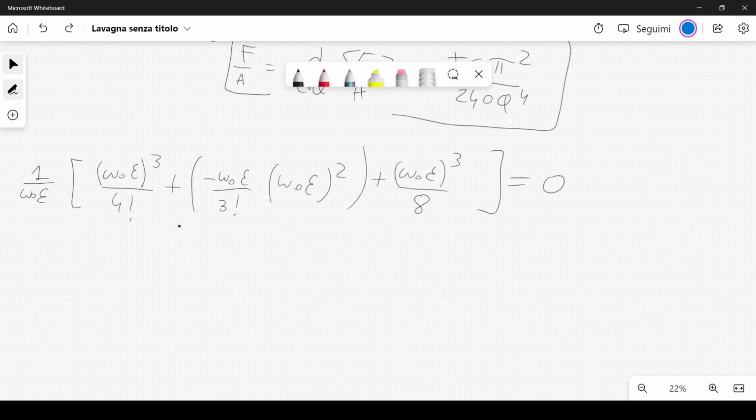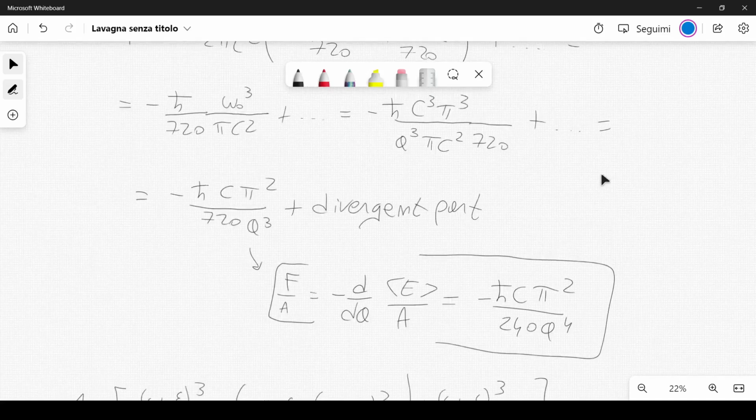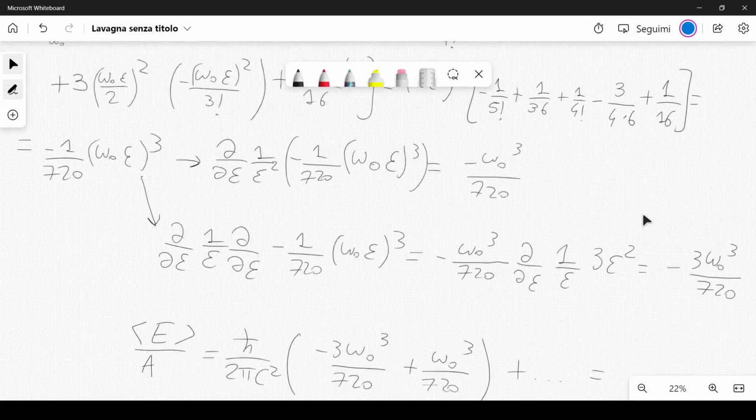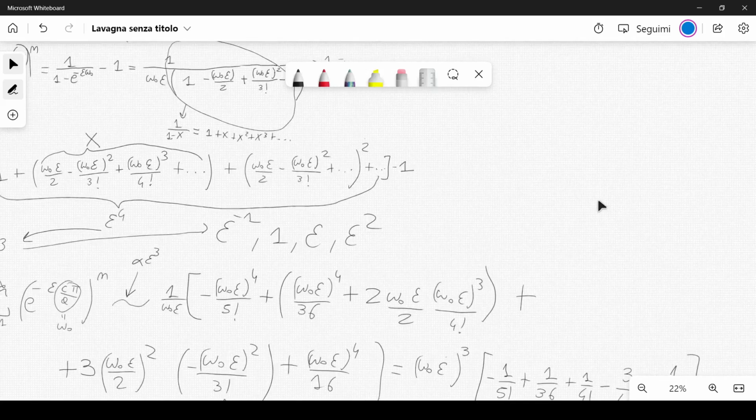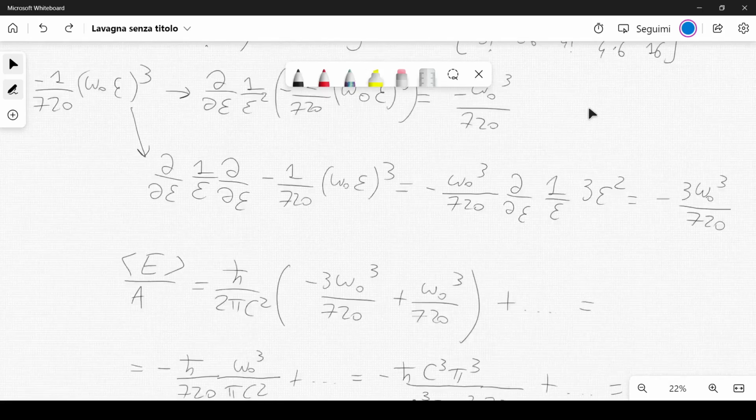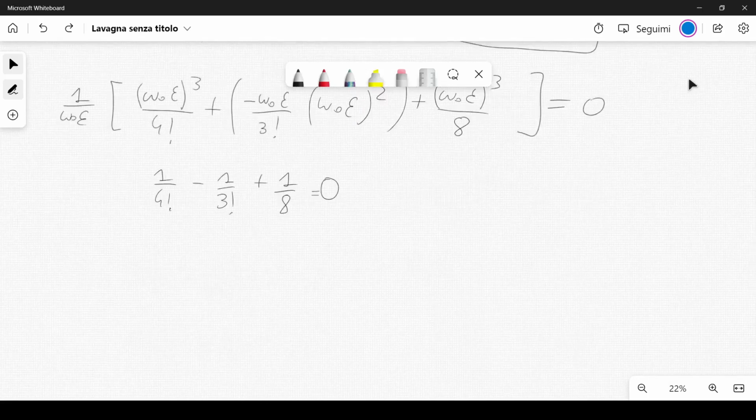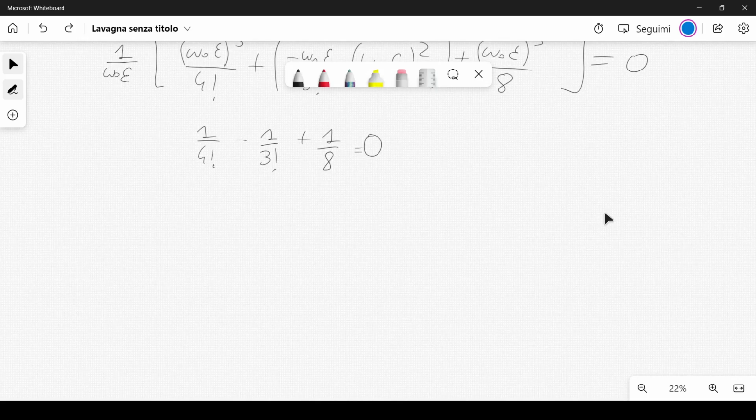And it's very easy to check, because 1 over 4 factorial minus 1 over 3 factorial plus 1 over 8 is equal to 0. And it's quite simple, quite easy to check. This is 0. So we have checked the terms that are proportional to epsilon squared. Now we have to check the terms that are proportional to epsilon. It's going to be very easy, because now we have less terms.